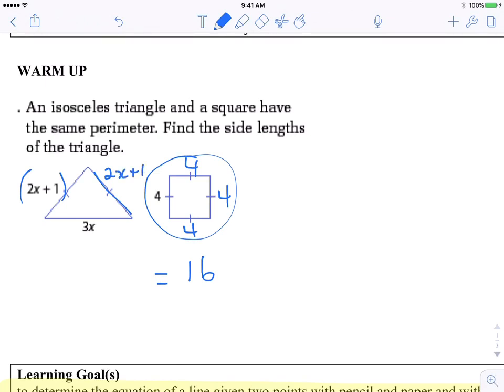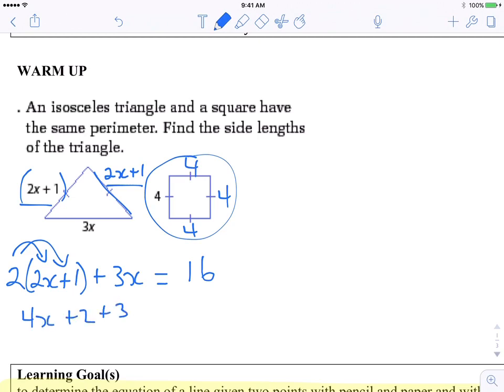Then we are going to add the side lengths of the triangle. We have 2x plus 1 twice, so the easy way to do that is to write it like the distributive property, 2 times (2x plus 1), because we have two of those, of course, plus 3x, which is the base. Then we are going to use the distributive property to expand and simplify. So we have 2 times 2x is 4x, and 2 times the 1 is 2. And of course we have plus 3x equals 16.